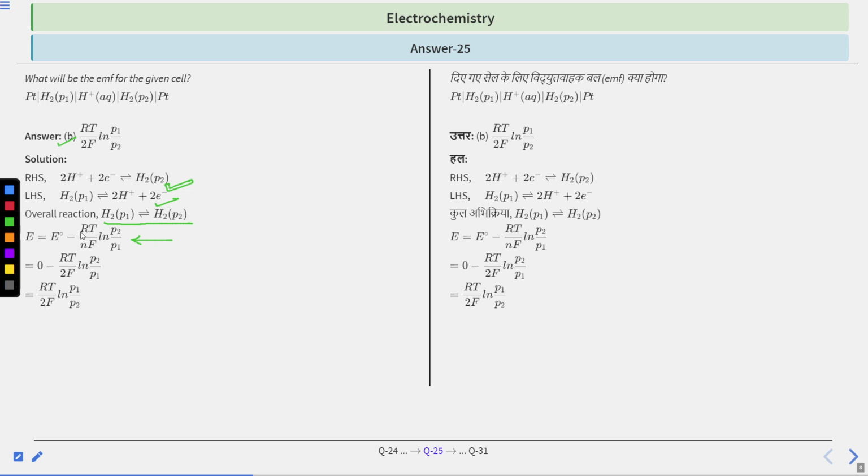It will be 0 minus RT upon N is 2, right? Because you can see here in this equation and this equation N is 2. So it will be 2F ln P2 by P1. And this minus, we just interchange this P1 and P2, we take this minus sign inside the ln value. So it will become RT by 2F ln P1 by P2. Okay, so this is the EMF final value which is coming out after calculating. And thus option B is the correct answer.